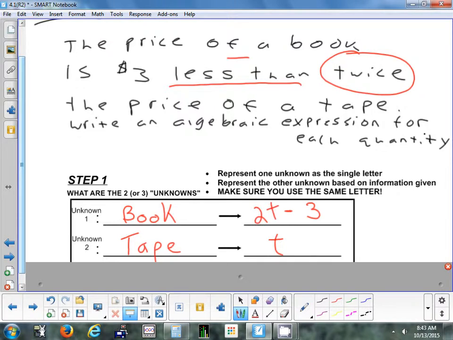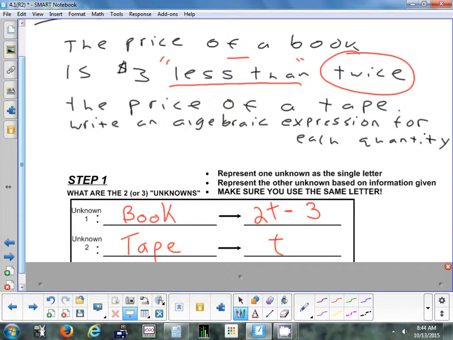Because it's less than 3. It has to come second. All right, so it's, like Caitlin told us, twice. That means 2. We don't know twice the price of the tape. Right now the tape is T. So it's twice. All we know about the tape right now is it's T. 2T, because it's a less than, all right? Because it's a less than, that means subtraction. It's got to go as the second part.